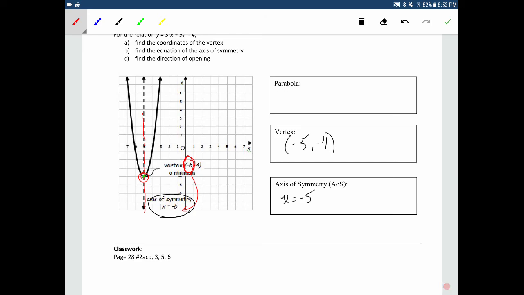This parabola, I'm not sure what it wants us to put in the parabola. I think I was supposed to put the equation there, but it gives me the equation already. So I guess we'll give it a check mark so we know, yes, it is a parabola. All right. And so that's it for today.